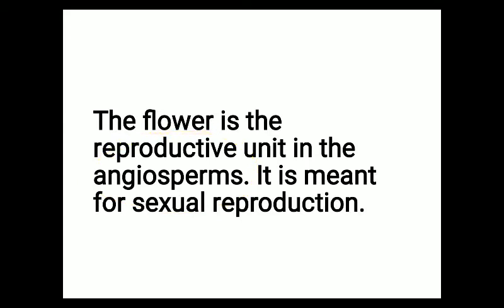Only the angiospermic plants produce flowers. And what is the use of this flower in angiospermic plants? They are meant for sexual reproduction. Plants can reproduce by two methods. Angiospermic plants can increase their number by two methods. The first one is vegetative propagation, and the second one is the process of sexual reproduction. And in sexual reproduction, the flower will help them.